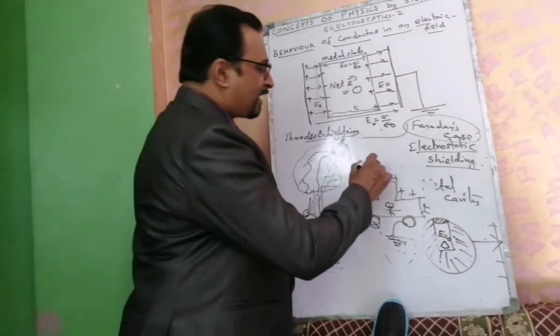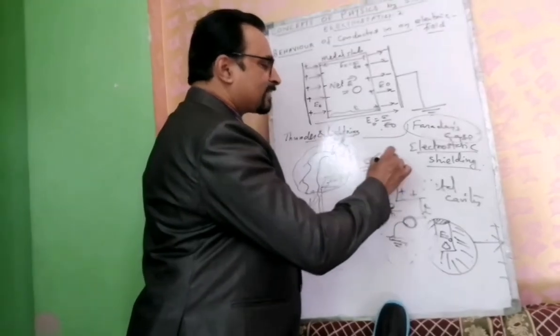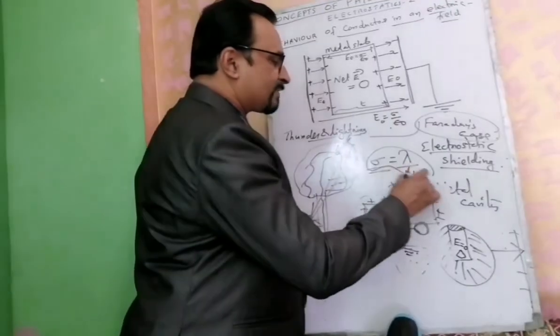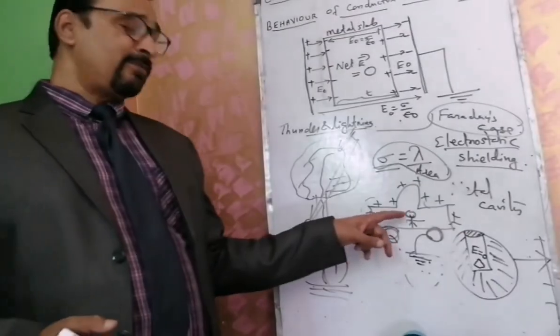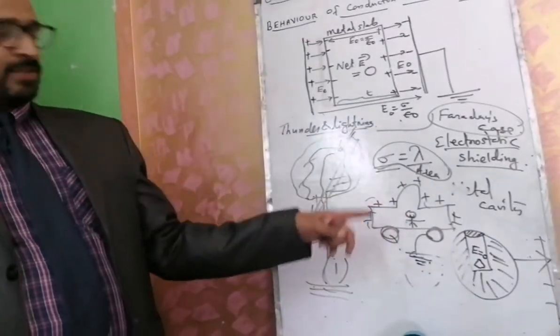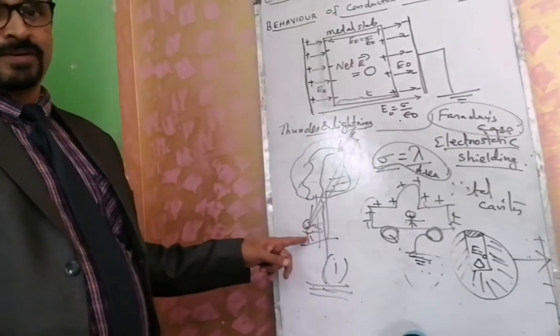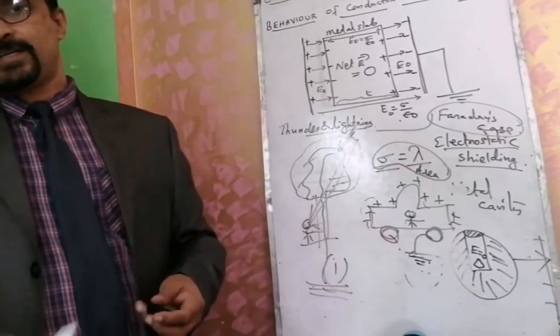You know sigma, lambda, rho. Whatever charge is provided, that will be distributed uniformly over the surface area only. No charge will be flowing inside the car. So you are 100% safe inside the car. But in this case, you are not at all safe. So the second option is the correct option.